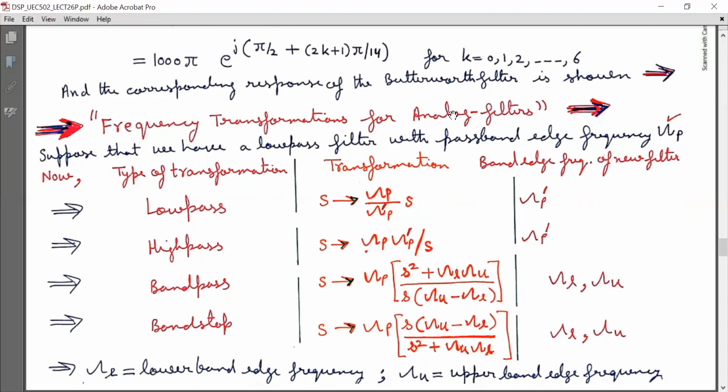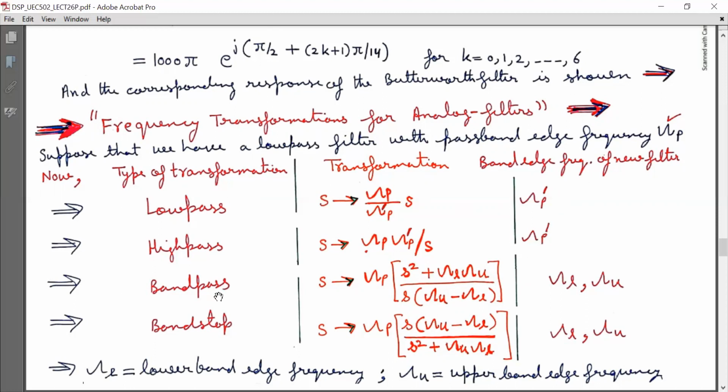And we are dealing with frequency transformation for analog filters. Now we are given a low pass filter. I just want to transform this low pass filter into another low pass filter whose band edge frequency is omega p dash. So what will I do? In the system function of the given low pass filter Hs, I will replace S with omega p by omega p dash times S. And I will get the system function of the new low pass filter whose band edge frequency is omega p dash.